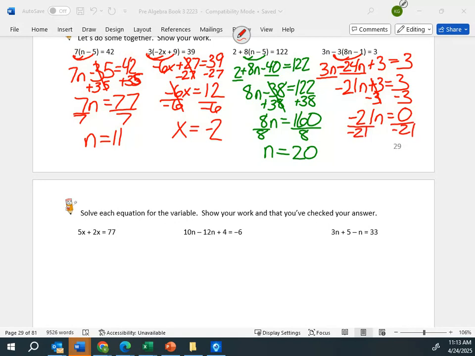Divide both sides by negative 21. Negative 21 divided by negative 21 is a positive 1. What is 0 divided by negative 21? Robbie? 0.